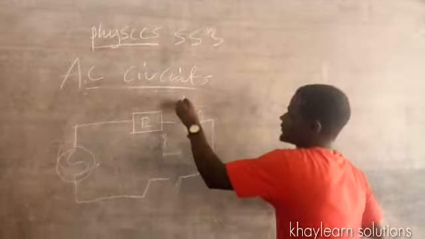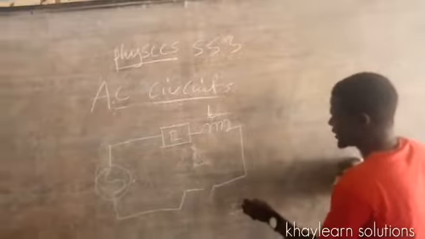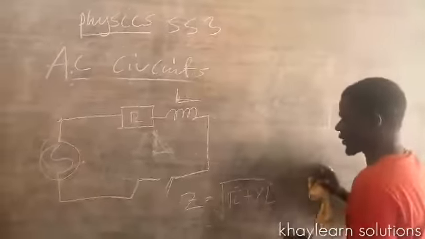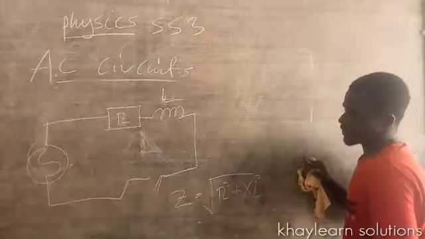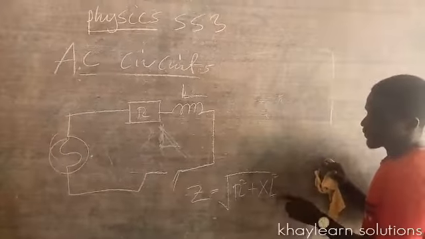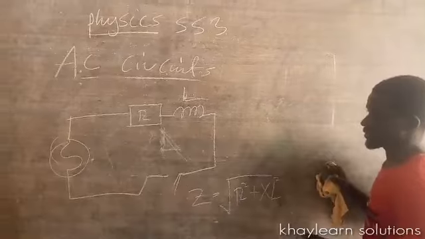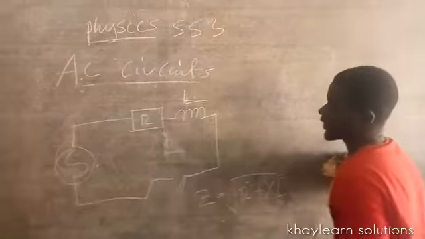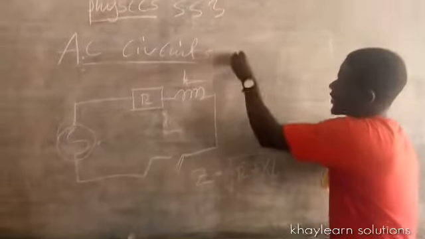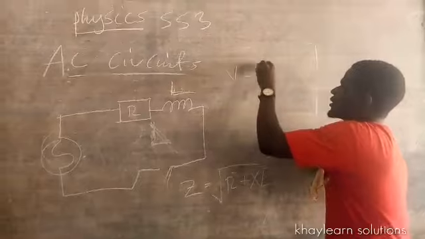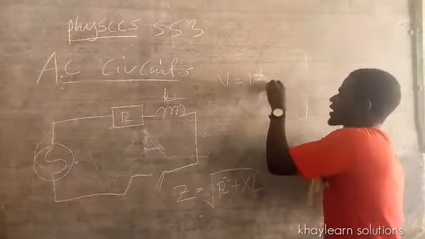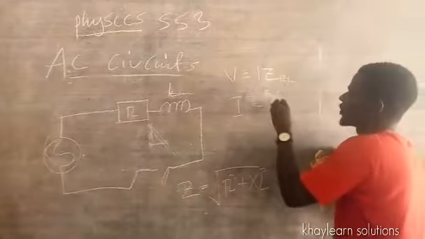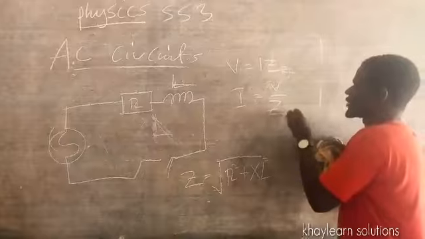With L and R, the total impedance will be Z equals the square root of R squared plus XL squared. This XL is inductive reactance instead of capacitive reactance. So inductive reactance and resistor will be connected to give the total impedance when inductor and resistor are connected. So we have V equals IZ, and this is R and L. So our current will be equal to V over Z, with resistor and inductor connected.